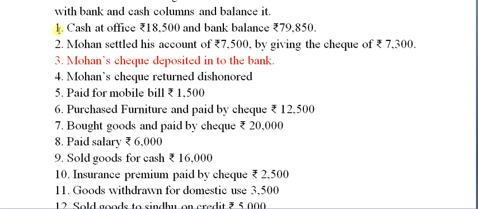So here the serial numbers have been given. Serial number 1, what is given? Cash at office rupees 18,500. This is the opening balance of the cash, and bank balance rupees 79,850. This is the opening bank balance.